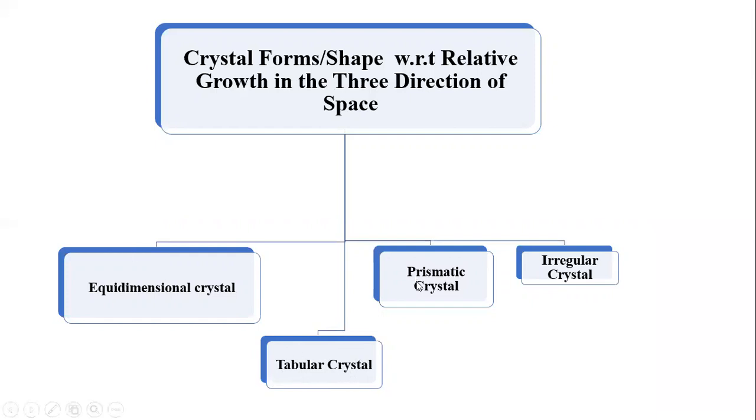Prismatic crystals. Prismatic crystals are those crystals which are better developed in one direction than in the other two. Prismatic crystals usually form columns, prisms, rods and needles. Hornblende and apatite are two of the minerals which are characterized by prismatic crystals. Irregular crystals have no development in any direction. They are irregular in shape or form.